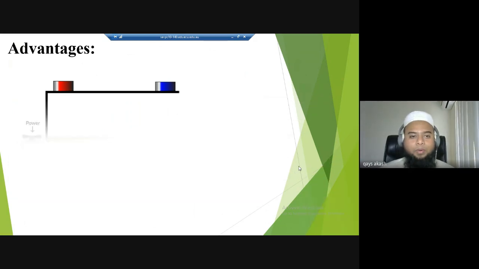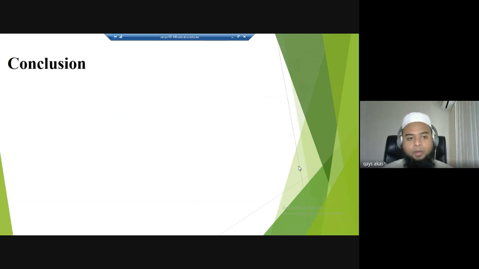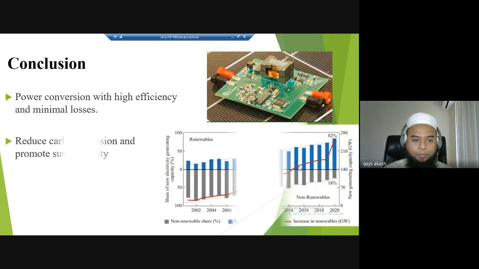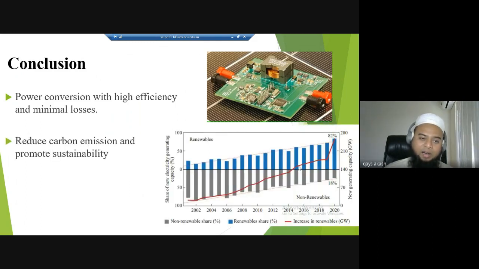If we look at the conclusion, one of the most important conclusions is power conversion with high efficiency and minimal losses. So power electronic devices obviously have to be highly effective with minimal losses, meaning power loss should obviously be minimum. As we said firstly, our carbon emission is to be reduced by 2050.